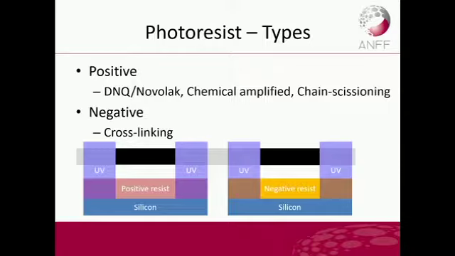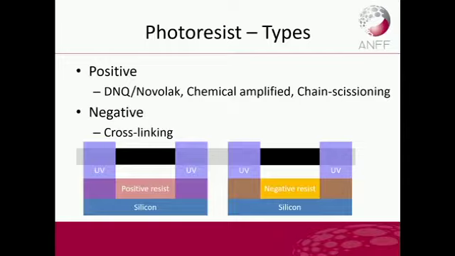So for positive resist, they are usually based on one of these three mechanisms: DNQ-novolac, which I'll touch on later, a chemically amplified process, or a transitioning process, which means that all the polymer chains get cut. And so all of these three types of positive resists have the same property: they increase the solubility in a developer after UV radiation.